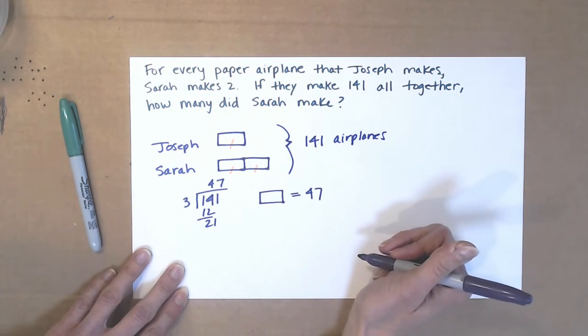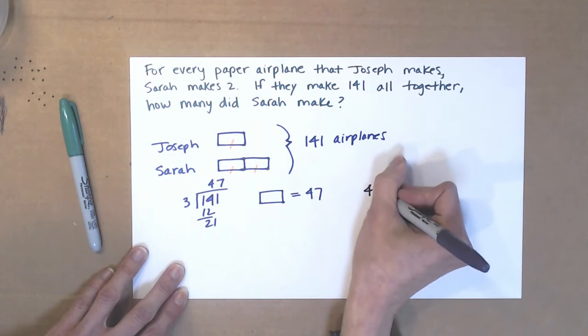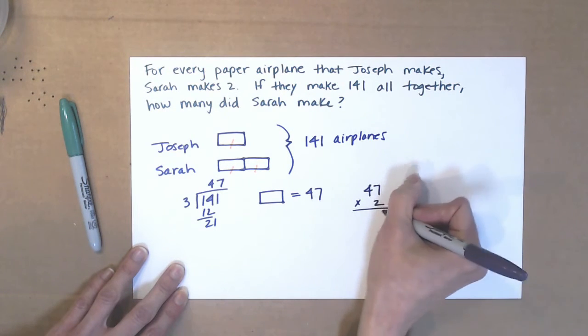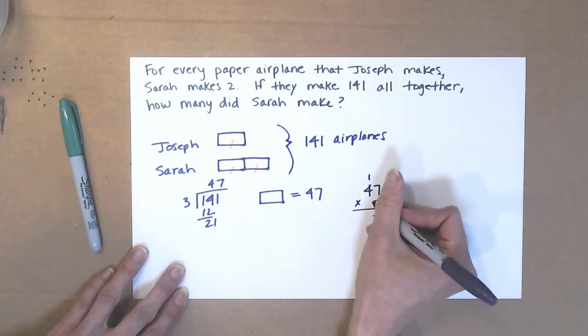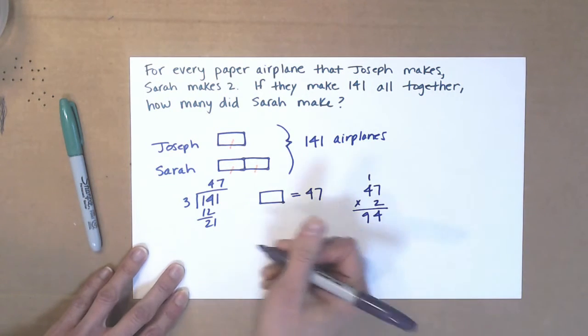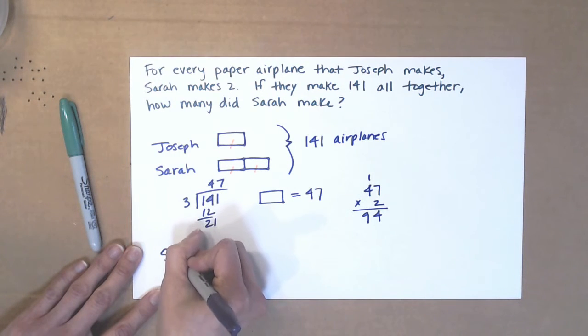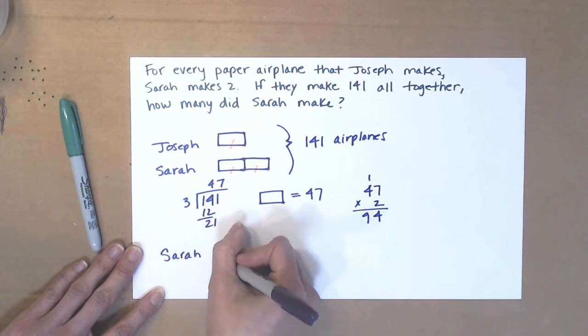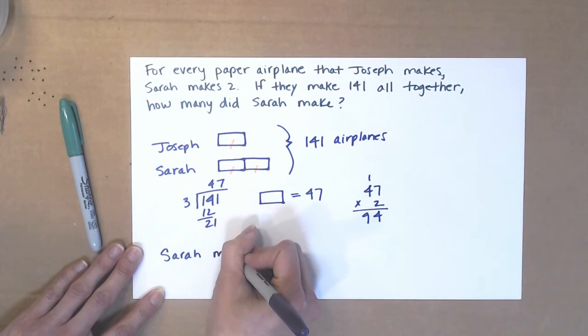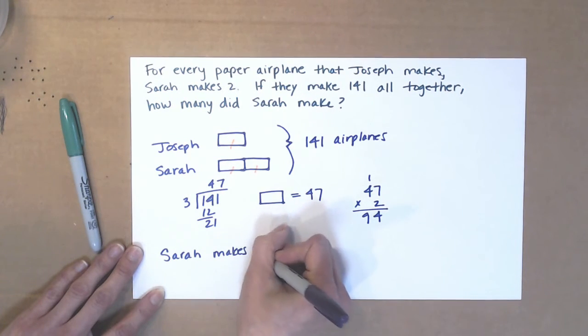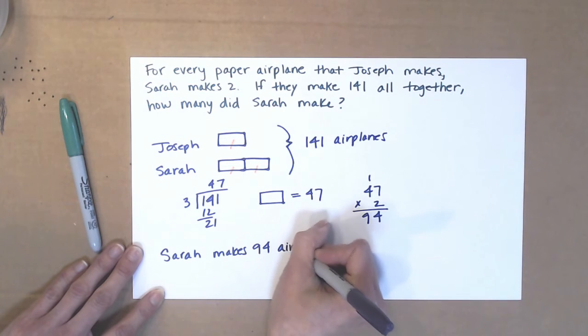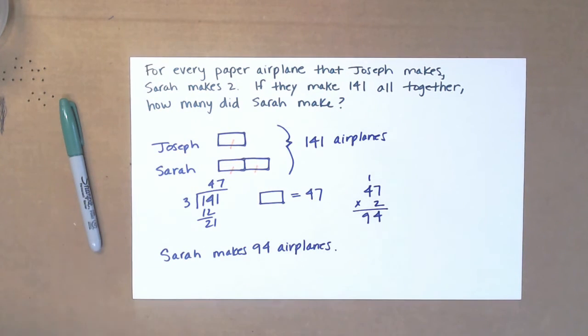So then the question is, how many did Sarah make? Sarah makes 47 times 2. If I can't do that in my head, I can multiply it out. 94. Again, write the whole sentence out so you know you're answering the right question. Sarah makes 94 airplanes. All right, so that is that example. And then for homework, work on your own problem on page 2.